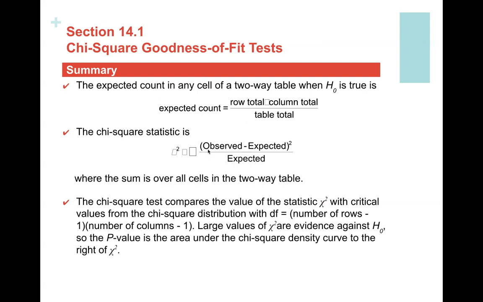Definitely want to have both of these formulas written in your notes. Expected counts is row total times column total divided by total total. They call it table total, but I call it total total. Chi-square is equal to sigma, capital sigma, which is the summation sign, observed minus expected, quantity squared, divided by expected. So you need to know both of those, right?